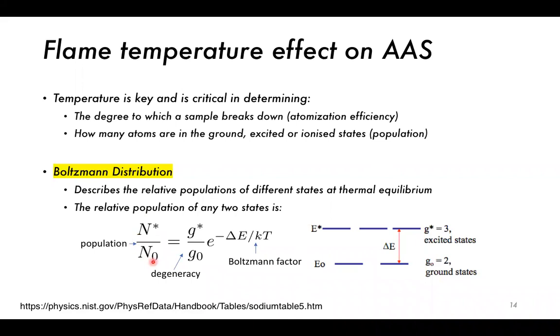So the population here is going to be the population in the excited state versus the population in the lower state, which is equal to the degeneracy of the states. So the degeneracy is how many orbitals have that same energy, or how many states have that same energy. So this would be the lower energy state. This is the higher energy state. And that's going to be e to the minus delta E over kT, where this is the Boltzmann factor here. So here's an example of the degeneracy. At the ground state, the degeneracy is 2 because there are 2 states with the same energy. And then the excited states, there are 3 states with the same energy, or 3 levels with the same energy.